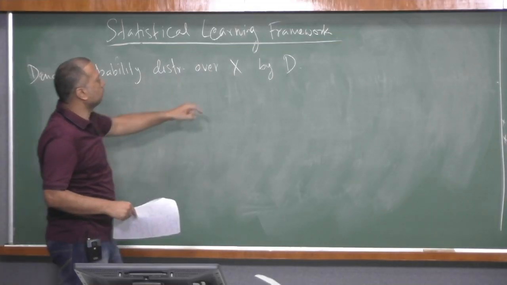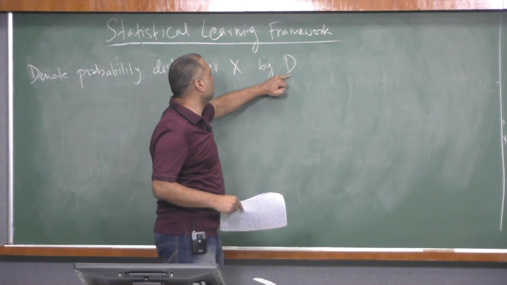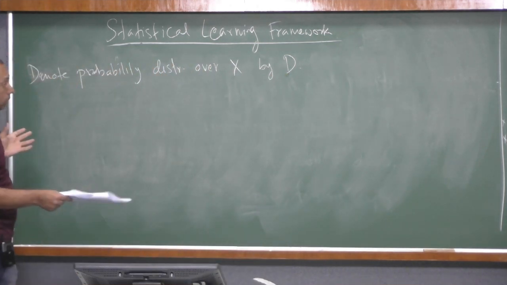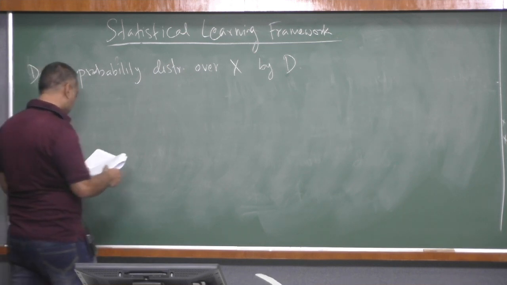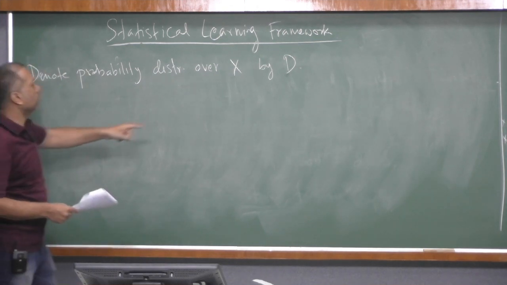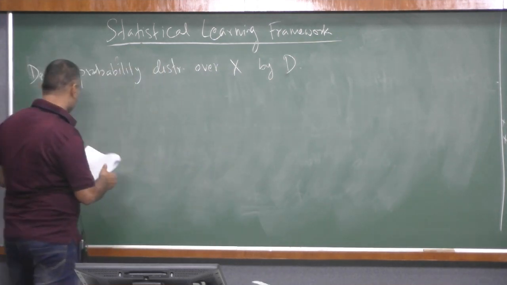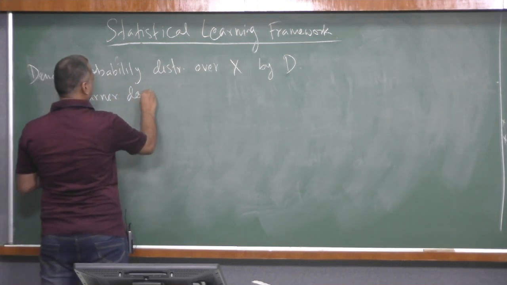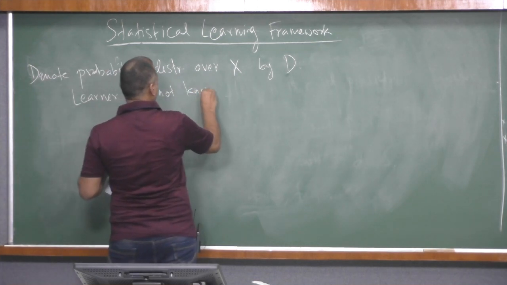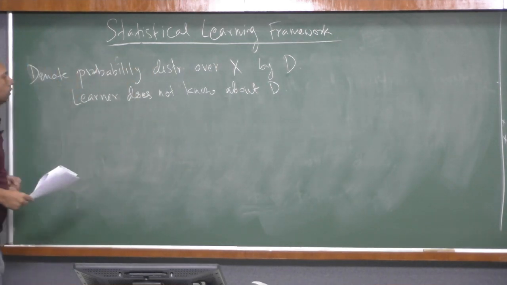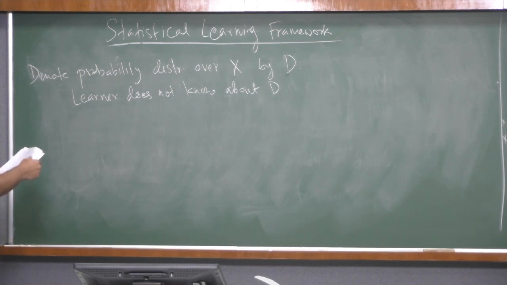So during prediction, my prediction function has to somehow implicitly know or learn this. The learner in general doesn't know about the distribution D. I mean, the learner is exactly trying to find, at least implicitly trying to determine, that.